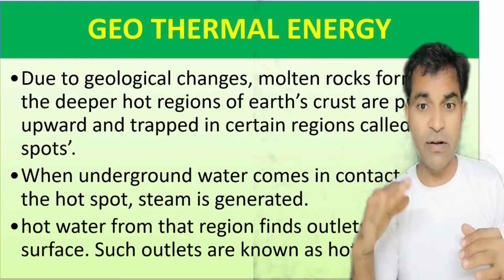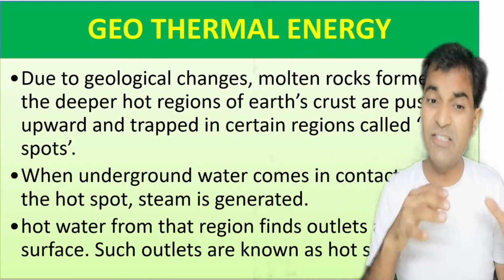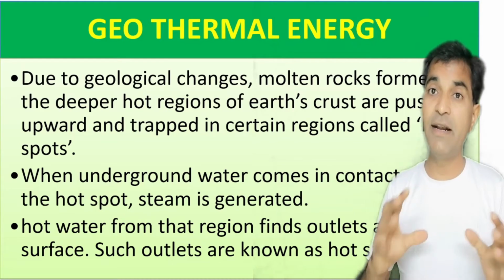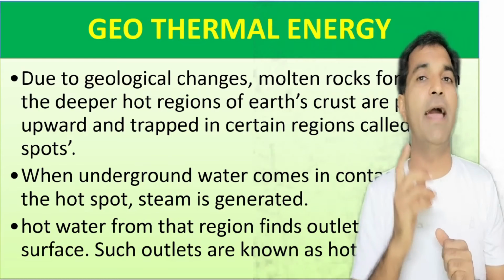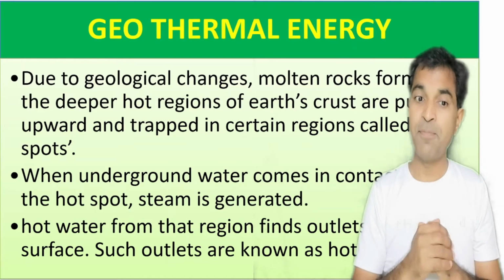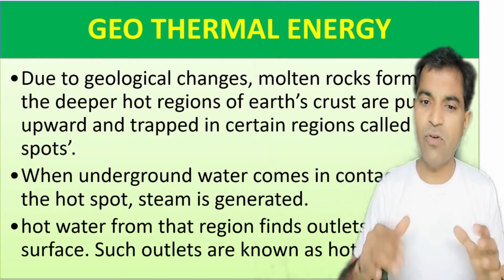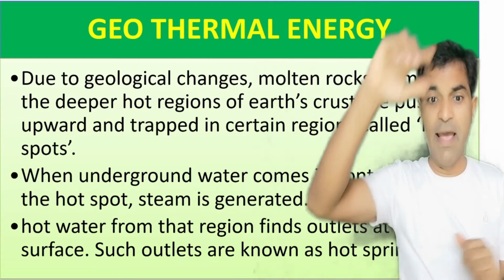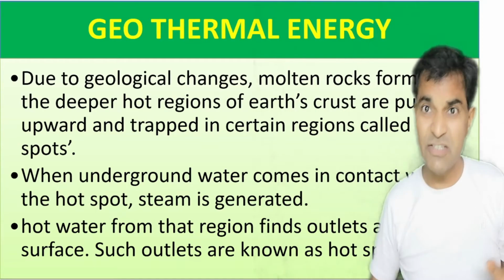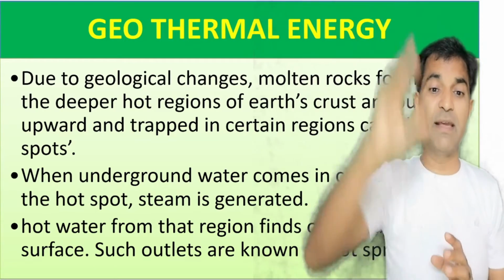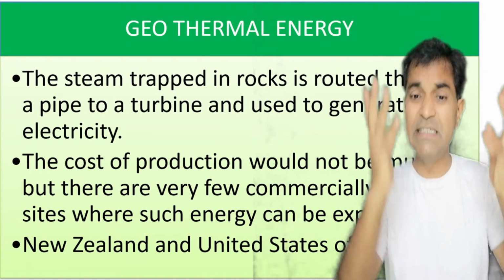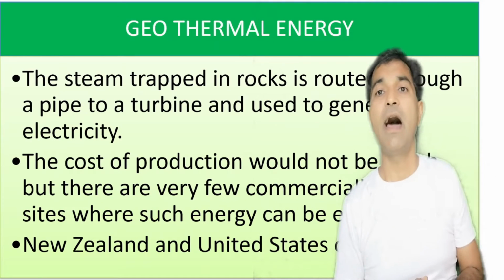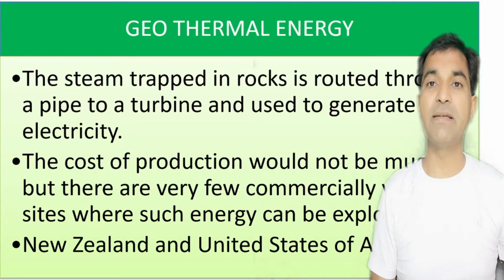When underground water directly comes in contact with such a hot spot, this water will be heated and steam will be generated. And hot water from that region sometimes finds outlets at the surface of the earth, and such outlets where steam is coming and water is heated are known as hot springs.